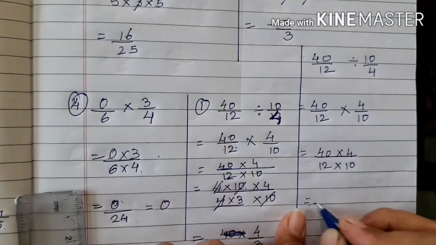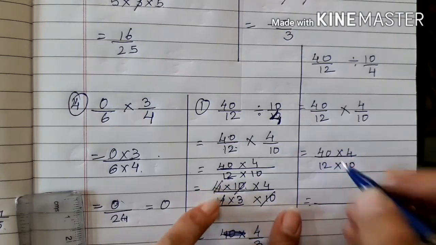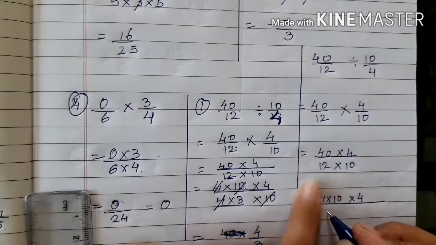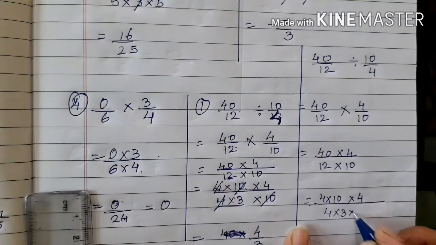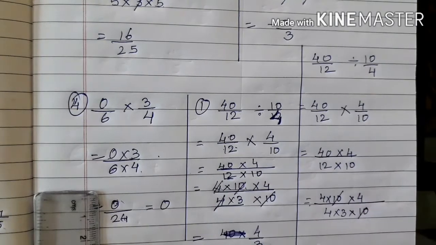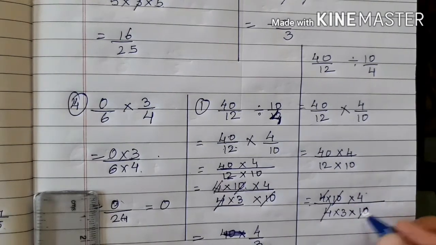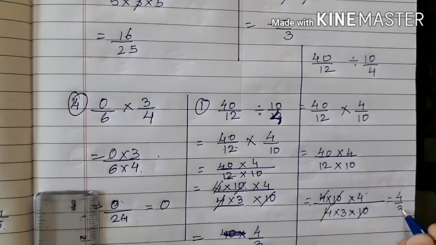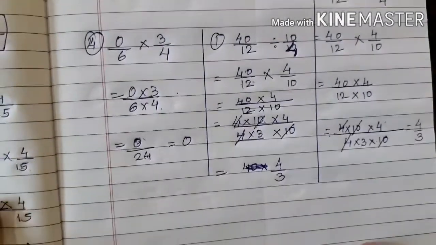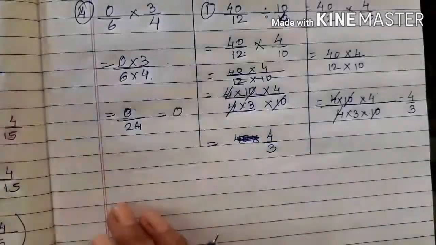After this, what we have to do? We have to change 40 to 4 into 10 and 12 to 4 into 3. Okay, so 10 will get cancelled over here, 4 will get cancelled over here, so only 4 upon 3 is remaining. Got it, children? This was easy. Now second sum I will take.